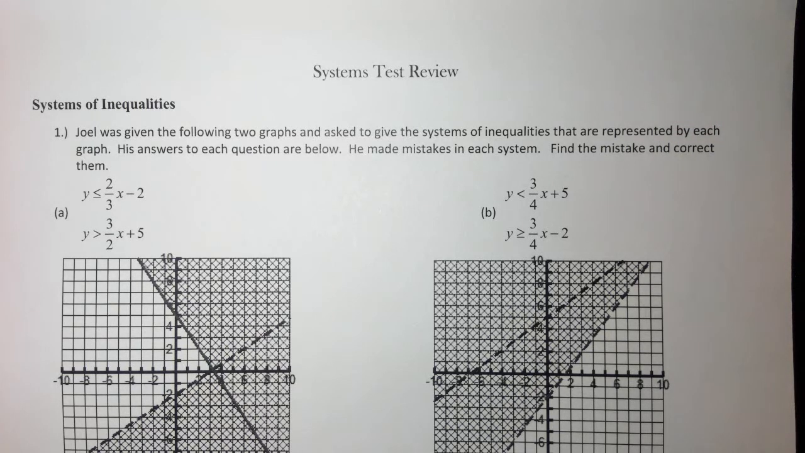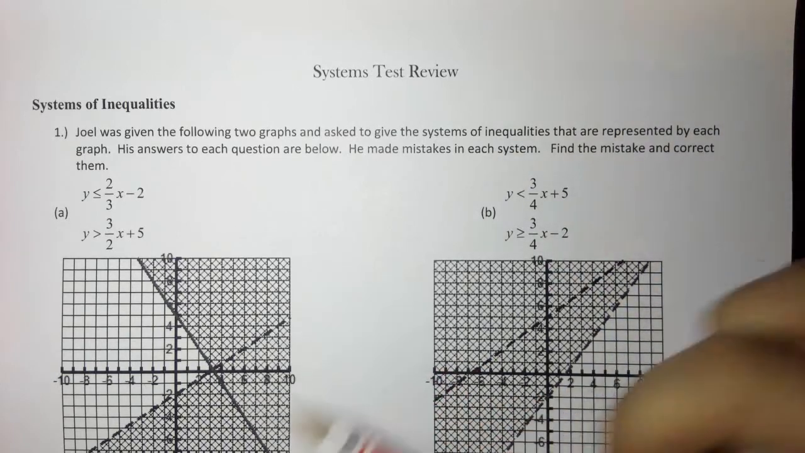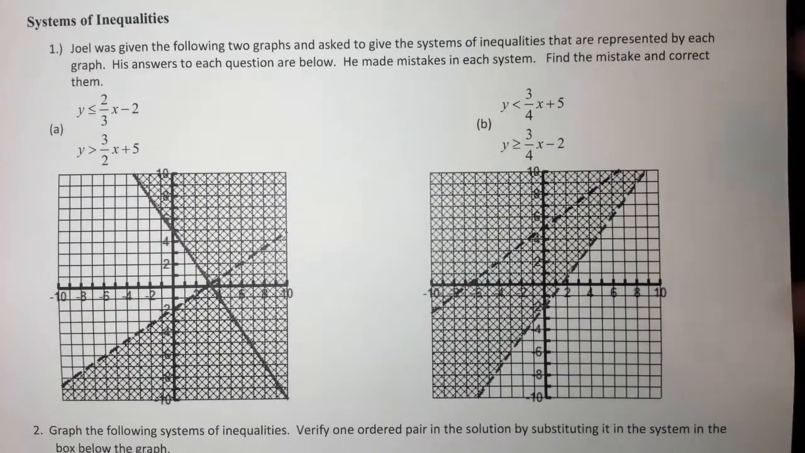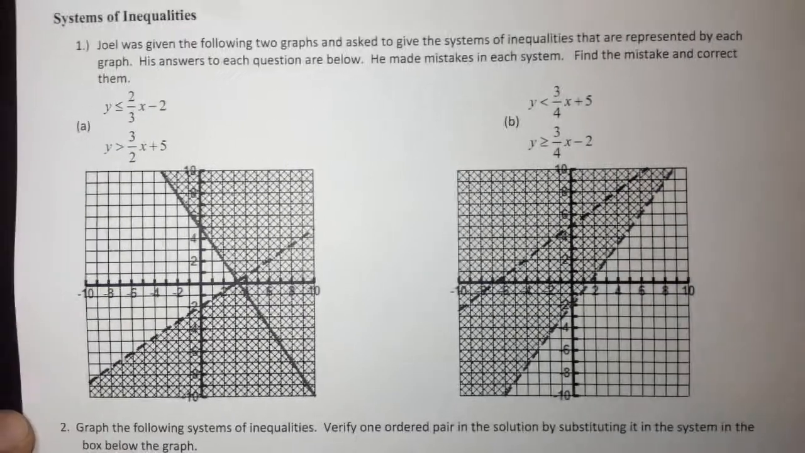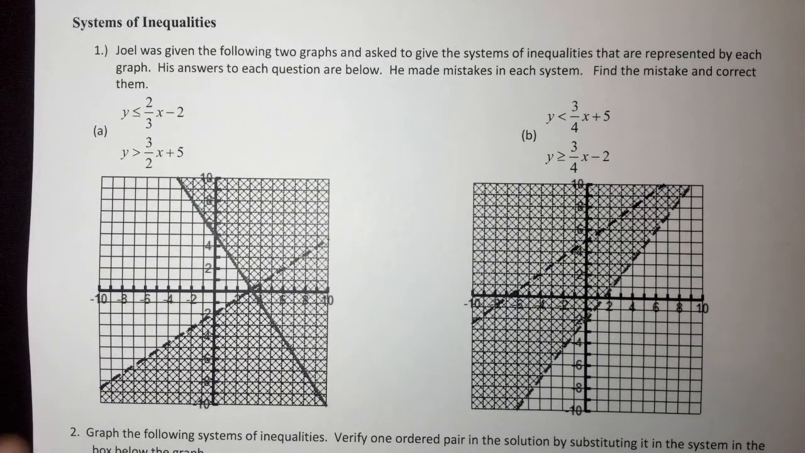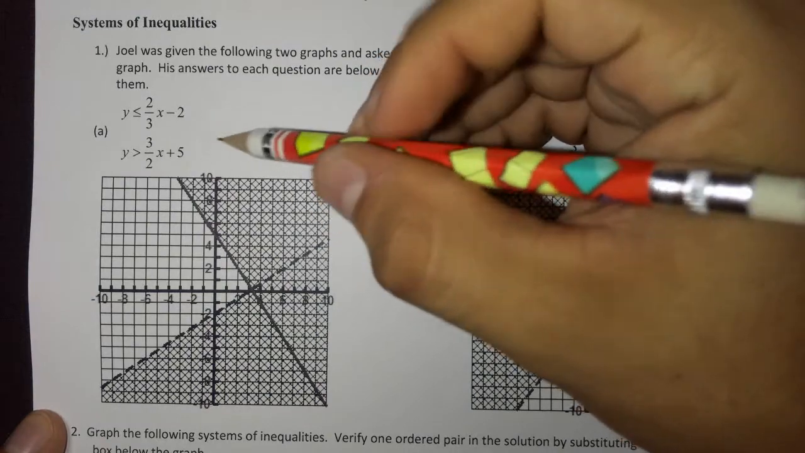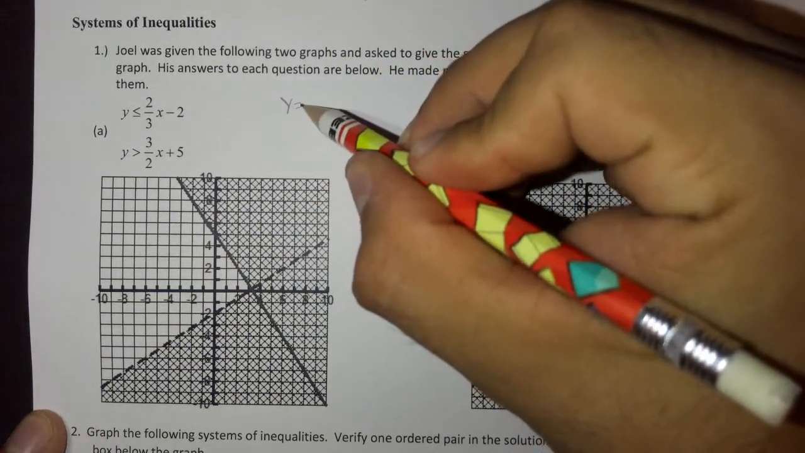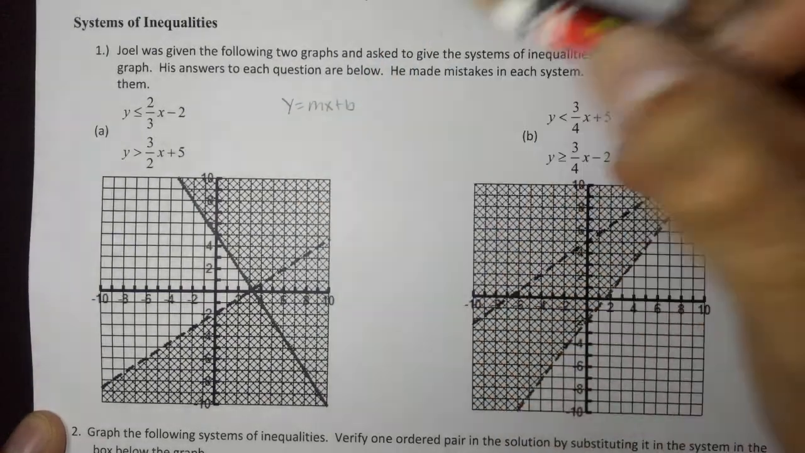All right, so basically it's just about, can we read the graphs? Can we figure out where his mistakes would be and how to fix his mistakes? So basically with something like this, you just want to go one graph at a time and correct it as you go. Anytime that we're dealing with graphing, we're always dealing with the equation y equals mx plus b.